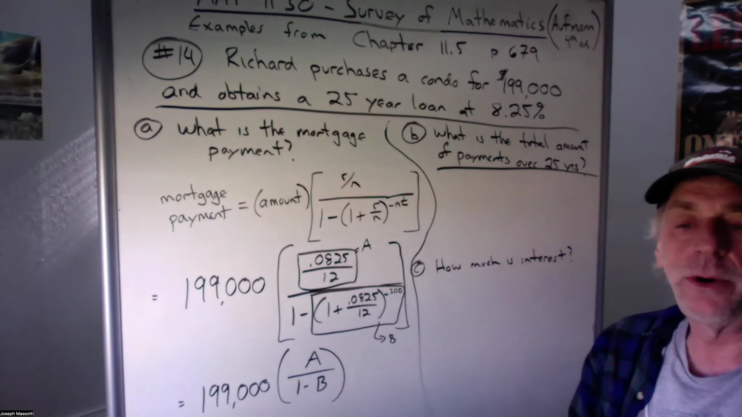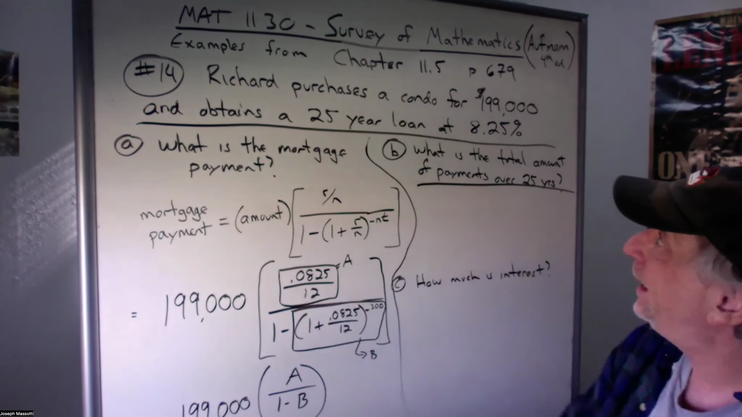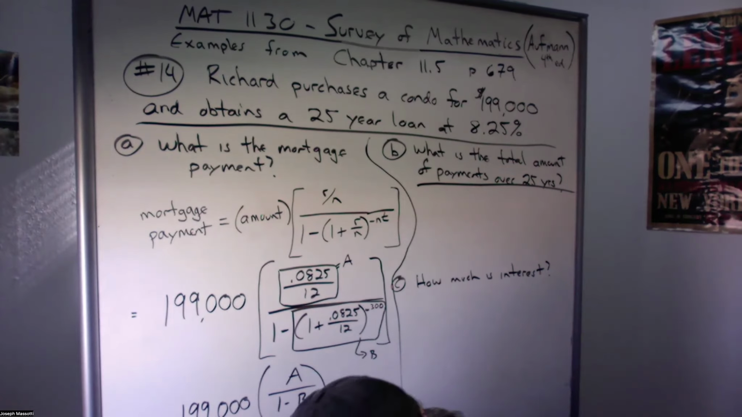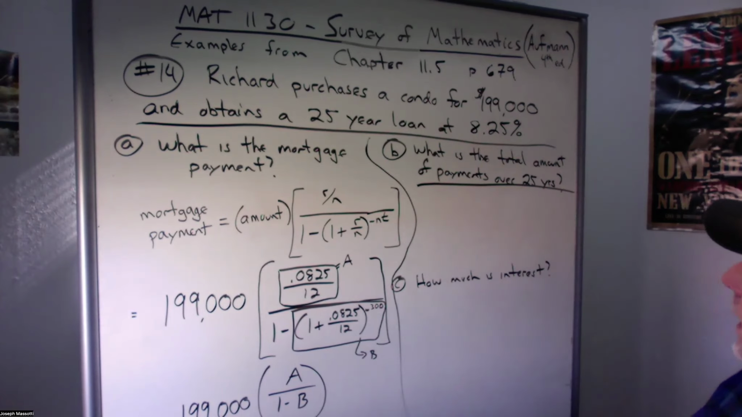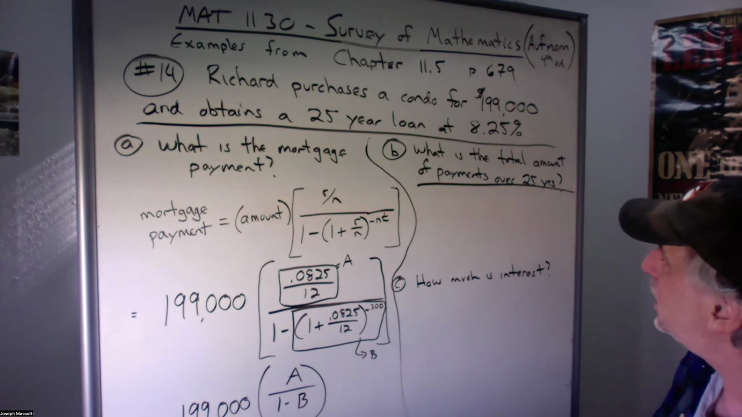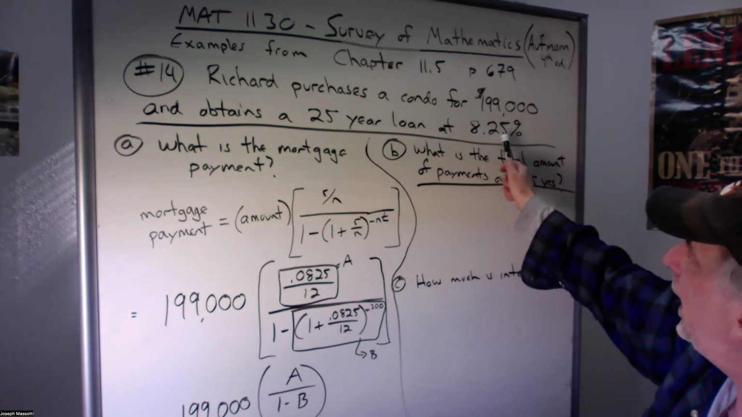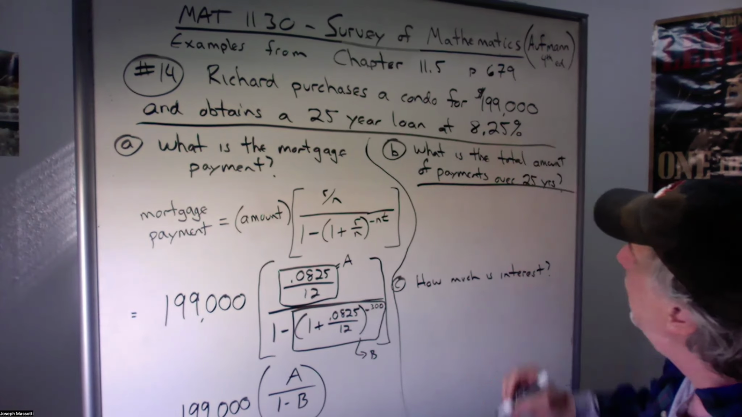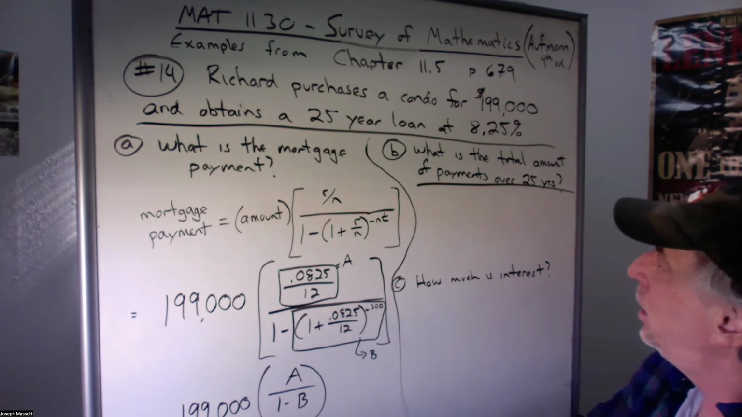Okay, I got another problem here from 11.5. It's number 14 on page 679 and has to do with this guy, Richard, buying a condominium for $199,000, obtaining a 25-year loan at a rate of 8.25%. And we're asked three questions concerning this situation.